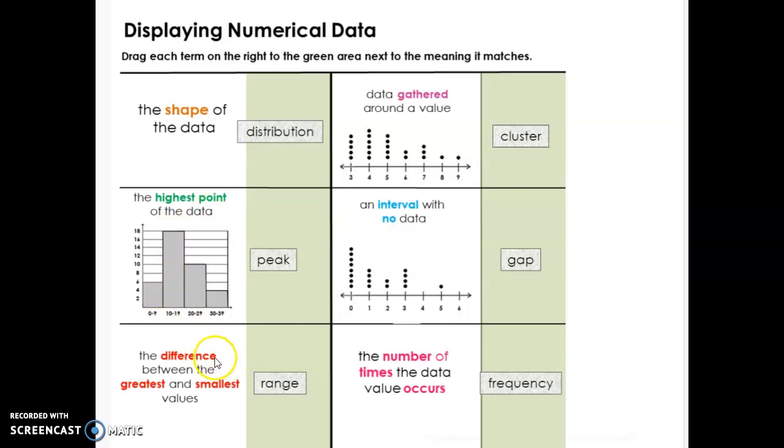The difference, or the range, is the difference between the greatest and smallest value. So if we look here, the greatest value is 5, the smallest value is 0, so the range would be 5 minus 0. Here, 9 minus 3, 6. And the frequency is the number of times the data value occurs. So these are definitions you don't need to quite memorize yet, but you should be able to come back here and get familiar with.